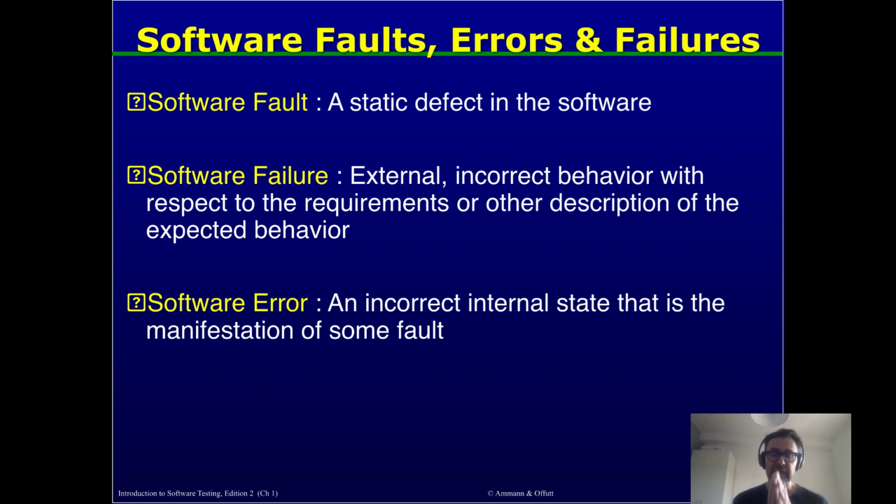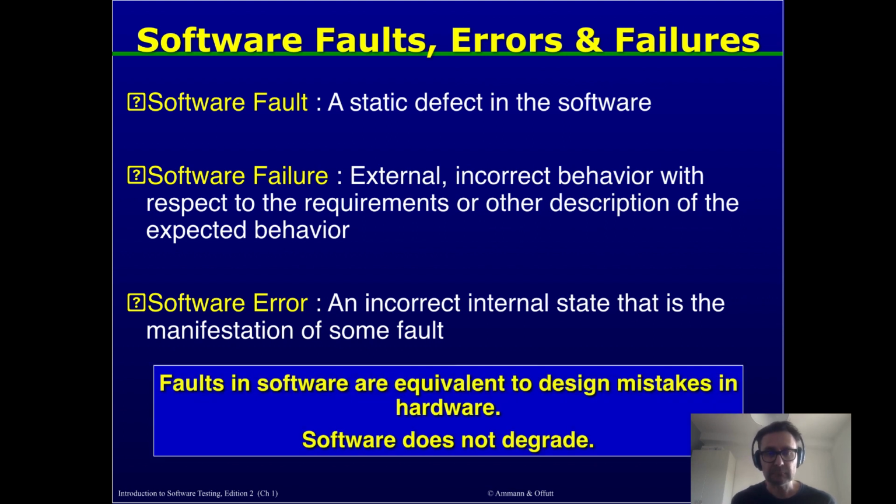So on this slide, Ammann and Offutt, who are some colleagues here, stay with the classical software reliability definition of fault, error, failure. But as I told you last time, an error can also be the human mistake that leads to the fault in some terminology. But the error here is an incorrect internal state.